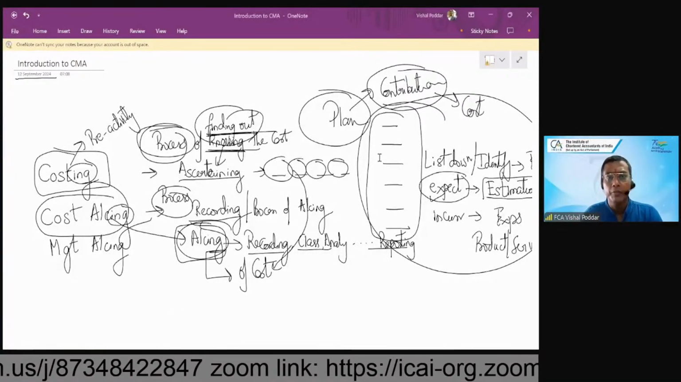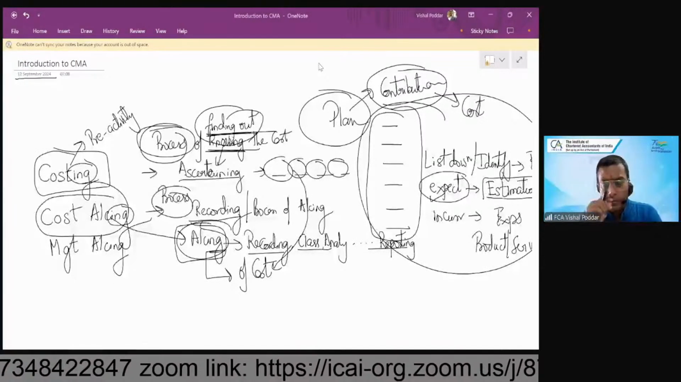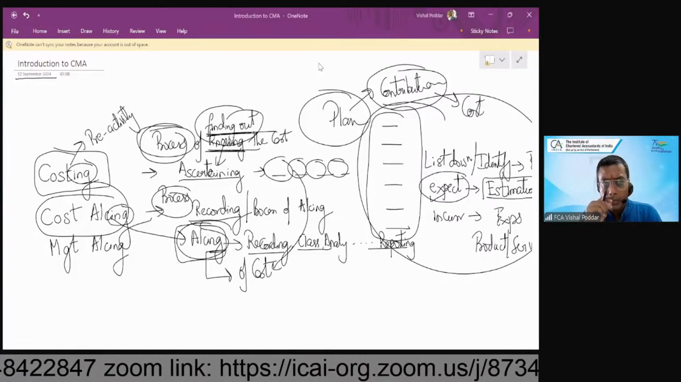Fine. Yes, Satish. Sir, is costing applicable for non-profit organization for finding the cost?